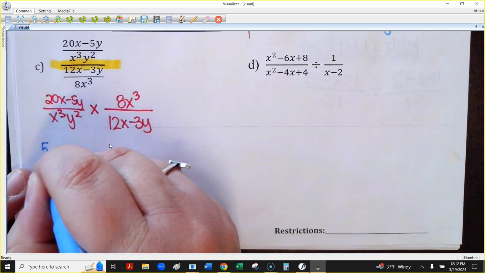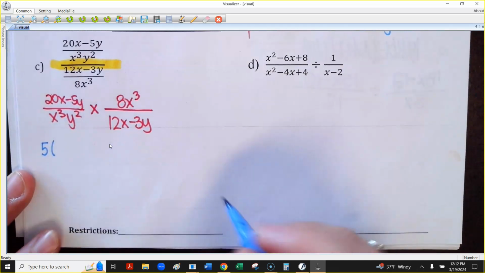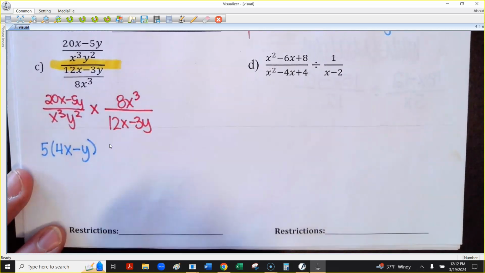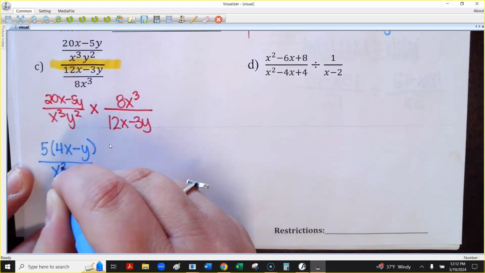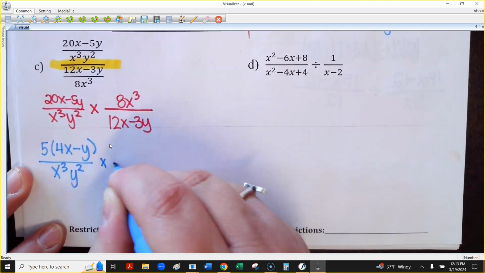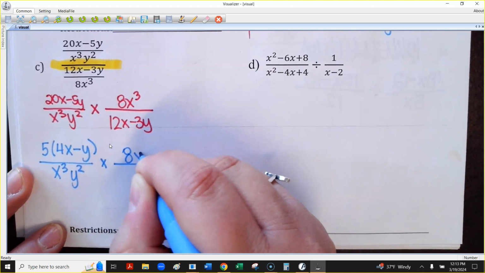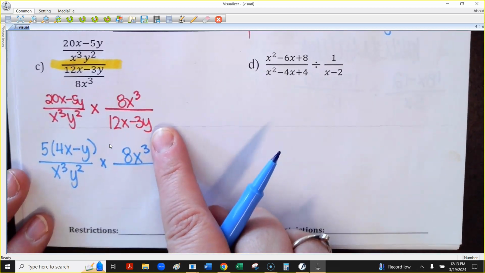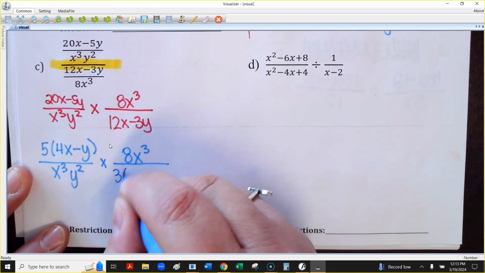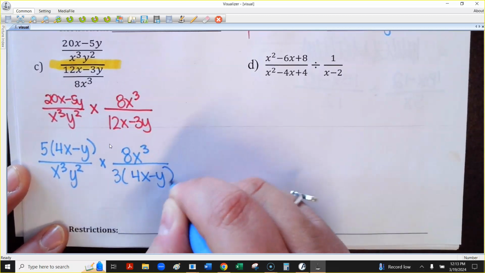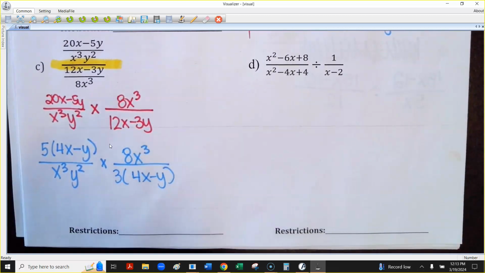Now, what would be left? Yep, good. 4x minus y. You can't do anything to the bottom. That's just a product, y squared and x cubed. Kind of similar with the top: this is 8x cubed. What about the bottom here? I've got 12x minus 3y. Do they have anything in common? Okay, 3. What would be left? 4x minus y. Perfect. So, once I do that, this turns into one giant fraction.